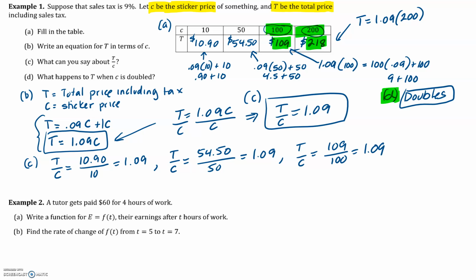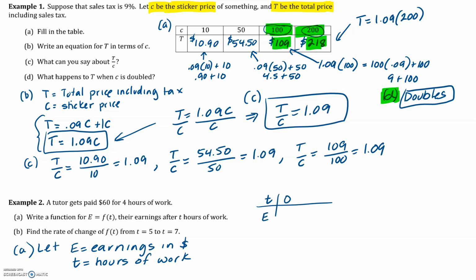Example 2. A tutor gets paid $60 for 4 hours of work. Write a function of E, their earnings, in dollars, after T hours of work. So T is the hours of work. Part A asks to write a function. So if we get $60 every 4 hours of work, that means if we work 0 hours, we would earn $0. What happens after 1 hour? I do realize after 4 hours, they tell me it's 60. But what about after 1?